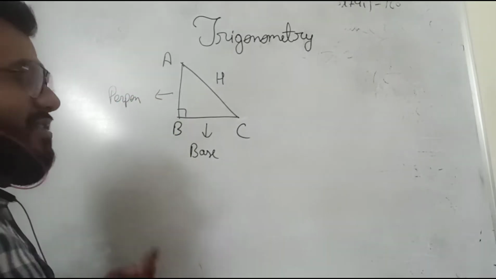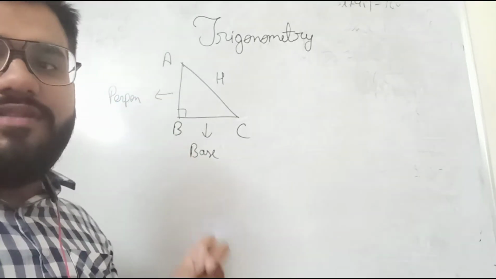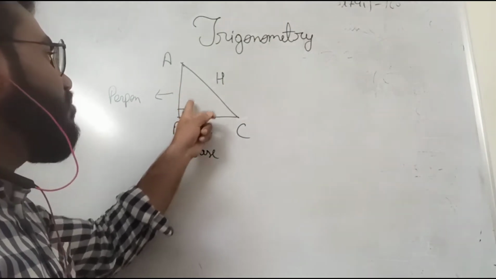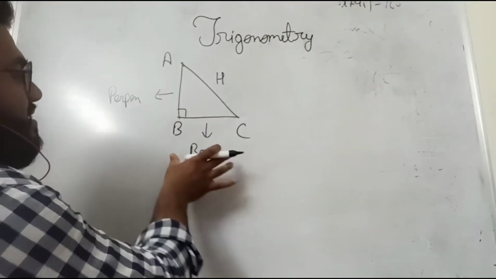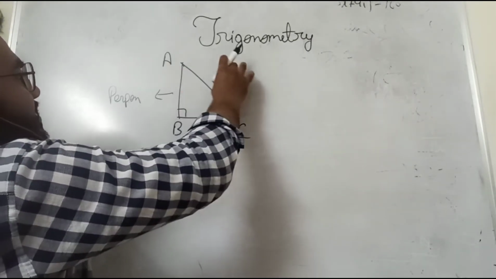So there are three sides. The longest side will be the hypotenuse, which is always opposite to the 90-degree angle. This is the base, this is the perpendicular, and this is the hypotenuse.